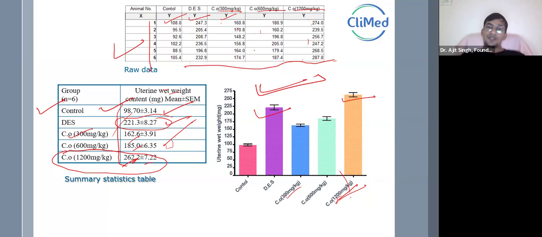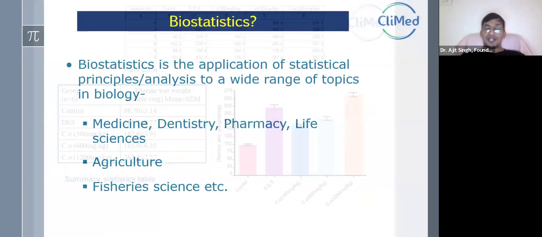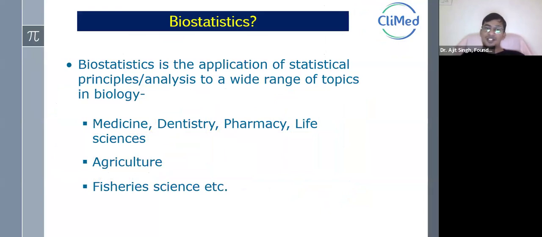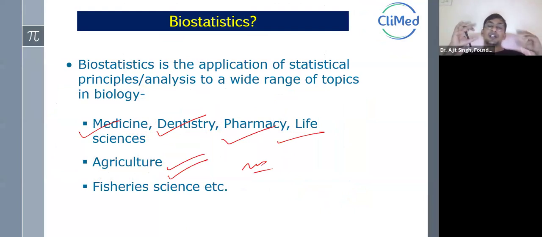Now, after representation, types of data is very important. But before types of data, what is biostatistics? Nothing else: the application of statistics in biology. Biology has multiple domains: medicine, dentistry, pharmacy, life science, agriculture, fisheries, marine science, genetics. If we are using statistics in any biology, that is called biostatistics.